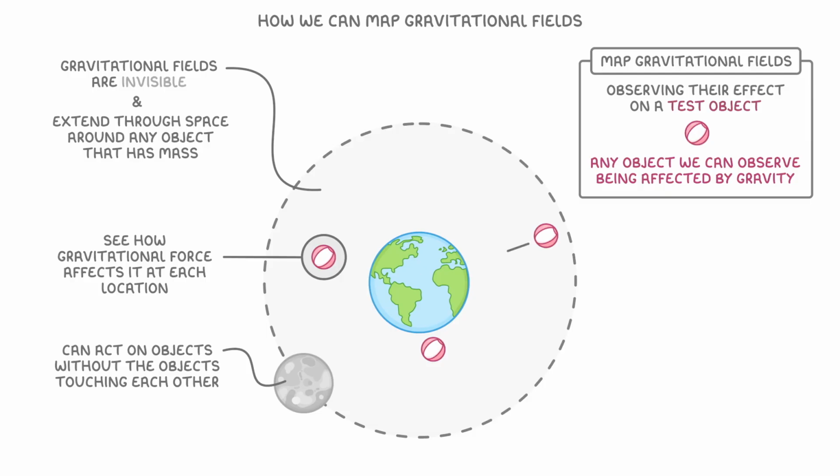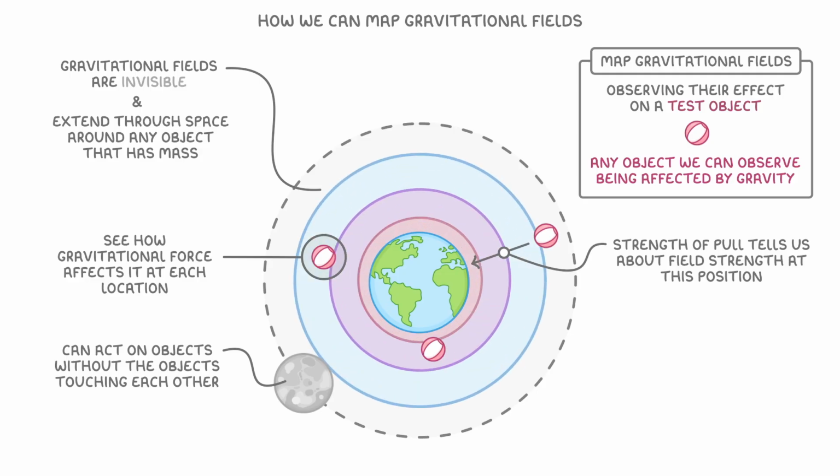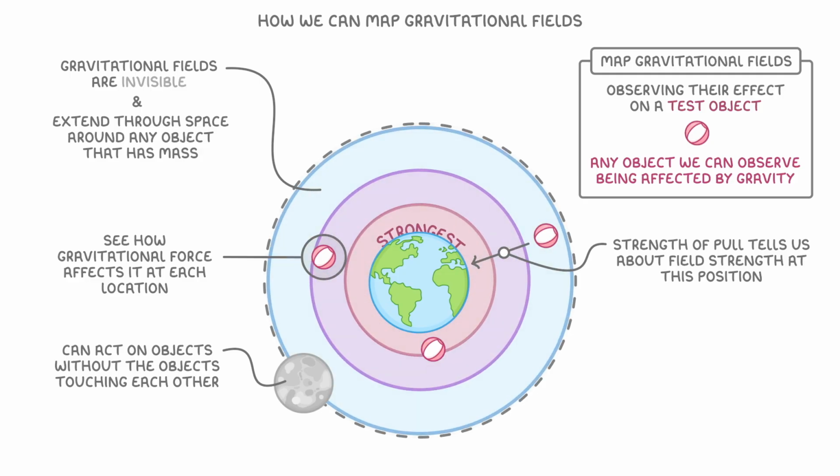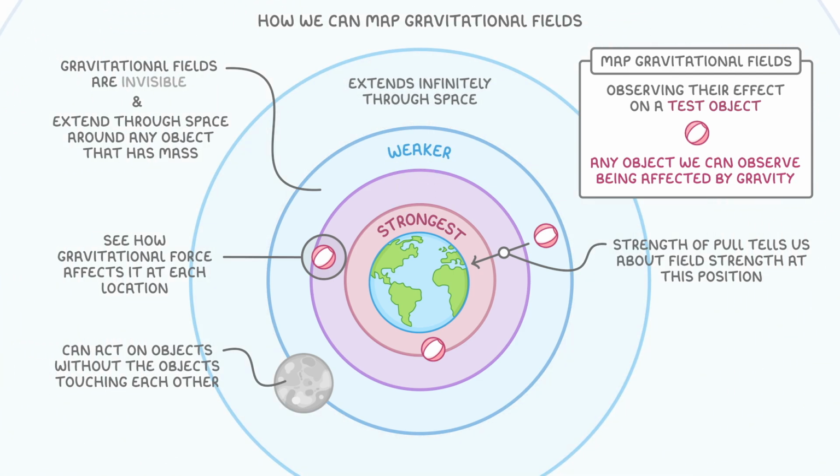The ball will always be pulled towards the center of the Earth, and the strength of this pull tells us about the field strength at that position. By testing the ball at many different positions, we can create a map showing how the gravitational field extends through space. This map would show that the field is strongest close to Earth, but gets weaker as we move further away. Importantly though, it extends infinitely through space, just becoming incredibly weak at large distances.